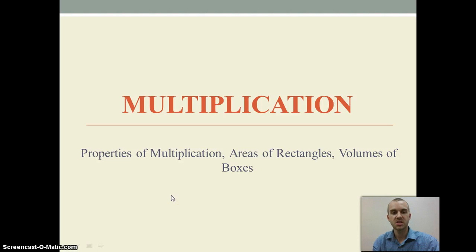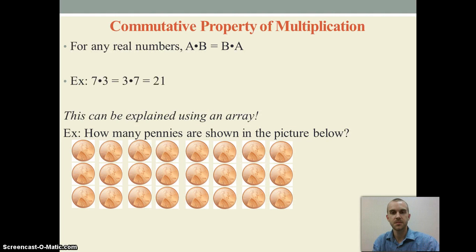In this video, we're going to explore properties of multiplication. Now, the first property we'll talk about is the commutative property. With the commutative property, we know that if we take A times B, that will give us the same product as B times A. For example, 7 times 3 is 21, 3 times 7 is 21, so 7 times 3 is equal to 3 times 7.